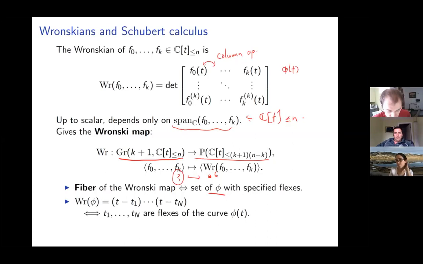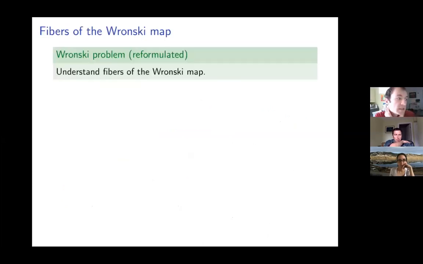And concretely, just to remind you how this all works, this means it's the set of maps of curves that have, say, T1 through Tn as the specified set of flexes of the curve. So with all of this setup, the bottom line is that we can formulate the Wronski problem not just as find all the curves in some hands-off way, but in terms of this map of varieties, where we're trying to understand fibers of the Wronski map. We fix the Wronskian and we look at the fiber.